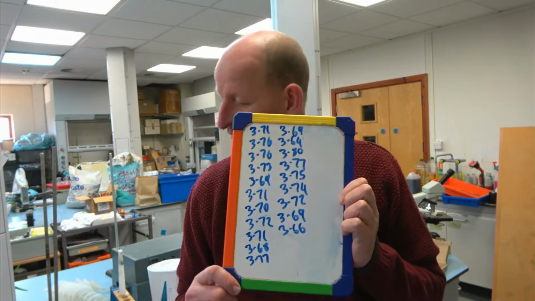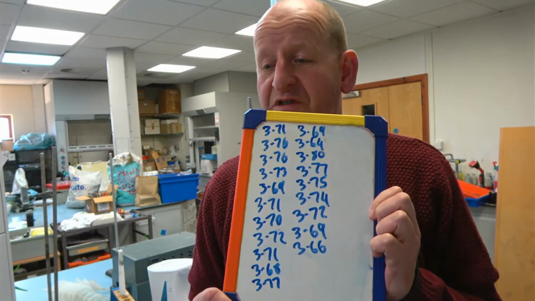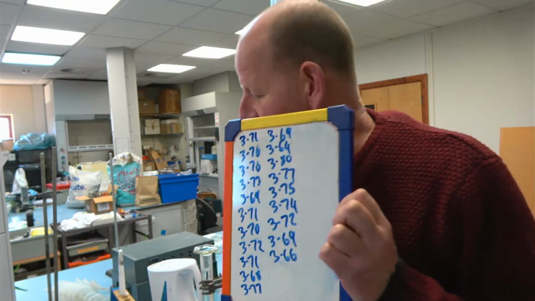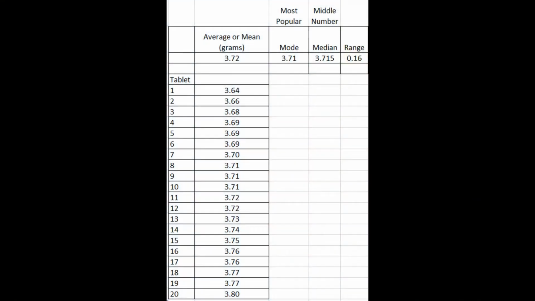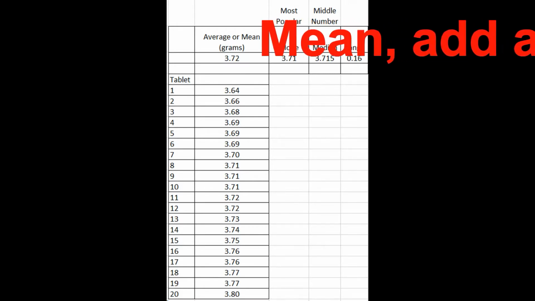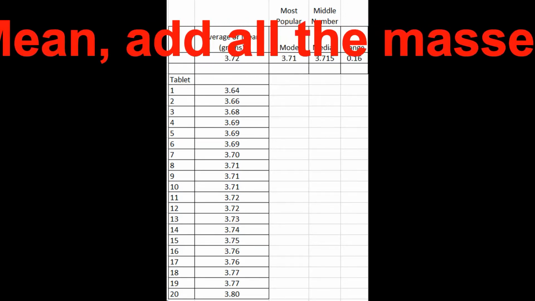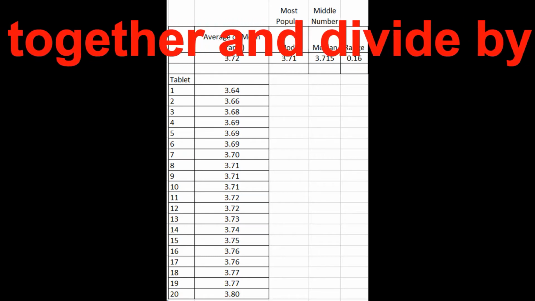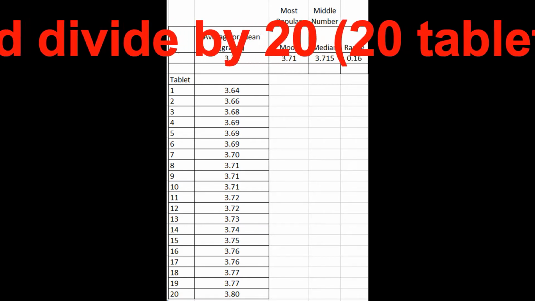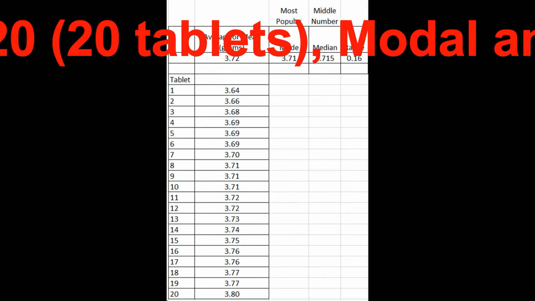These are the numbers we got from just weighing those tablets. So it's 20 tablets, and I stuck them into a spreadsheet in Excel, and that's what I came up with. In Excel, the lightest was 3.64 grams, up to the heaviest at 3.80 grams. Then I used Excel, because it's absolutely fantastic for this, to calculate the average or the mean. That's given me the mean, which works out at 3.72. There were a couple in the middle that were exactly average.